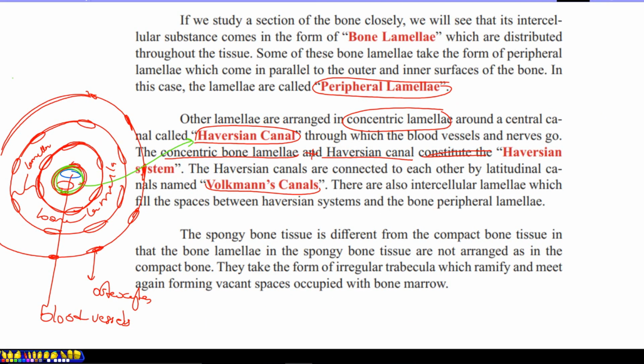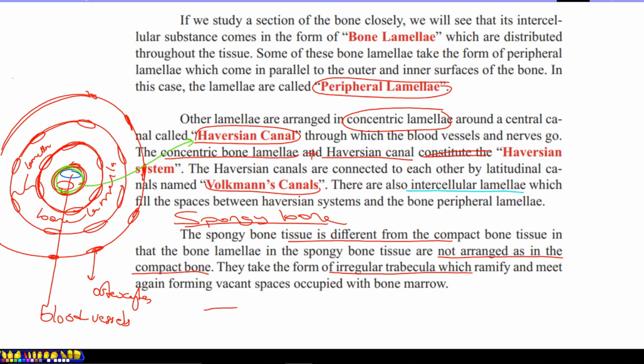We come back to the old slide. There are also intercellular lamella, we said, which fill the spaces between the Haversian systems and the peripheral bone lamella. And now the part about spongy bone. Spongy bone tissue is different from compact bone tissue in that the bone lamella in spongy bone are not arranged as in compact bone, so there is no lamellar structure. They take the form of irregular trabecula which ramify and meet again, forming vacant spaces occupied with bone marrow.